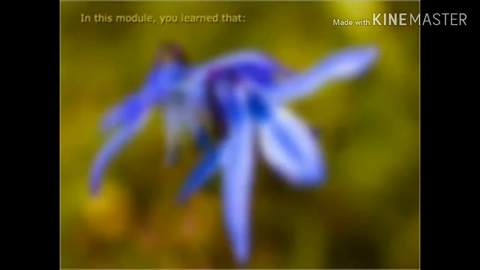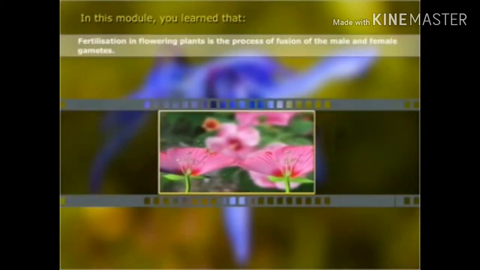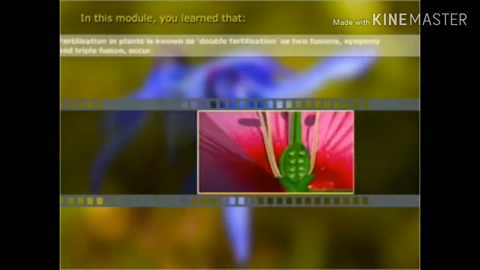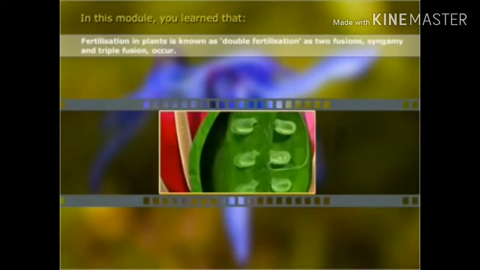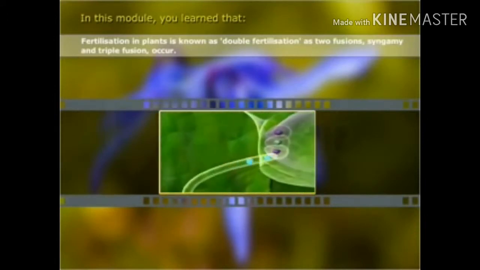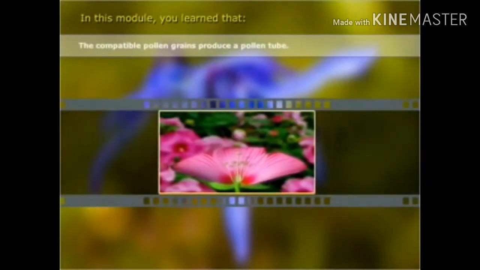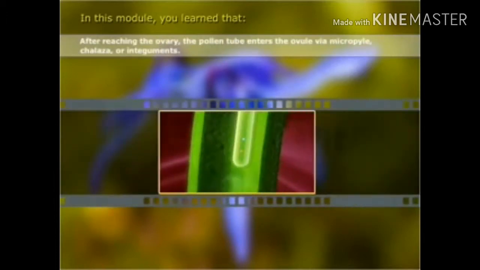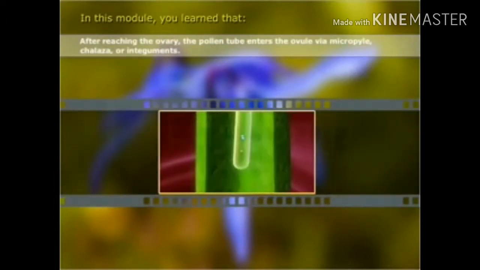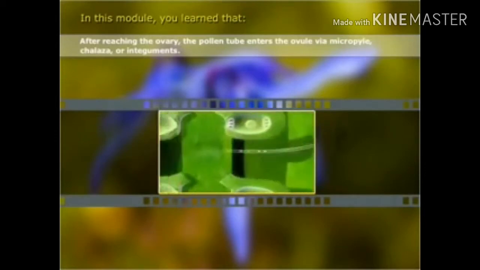In this module, you learned that fertilization in flowering plants is the process of fusion of the male and the female gamete. Fertilization in plants is known as double fertilization, as two fusions, syngamy and triple fusion, occur. The compatible pollen grains produce a pollen tube. After reaching the ovary, the pollen tube enters the ovule via the micropyle, chalaza or integuments.